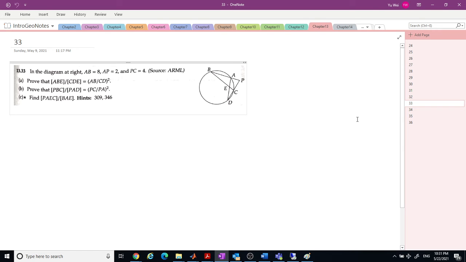Okay, next. So in this diagram, we have AB equals 8, AP equals 2, and PC equals 4.